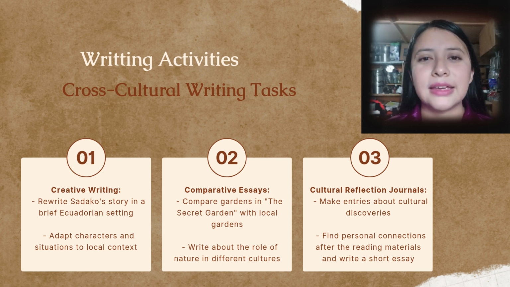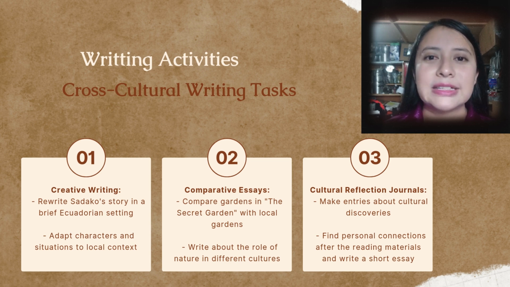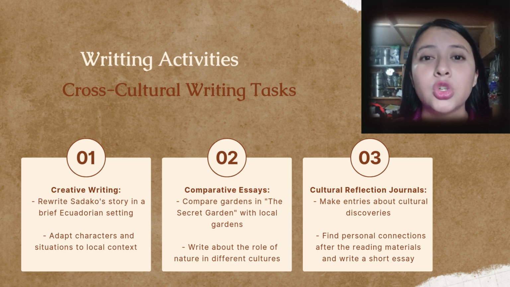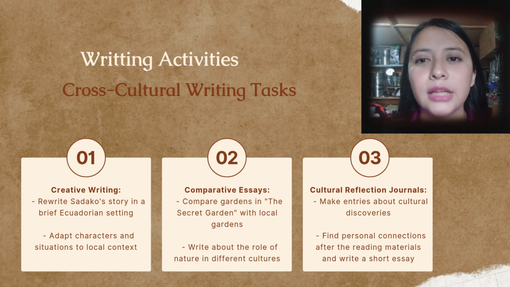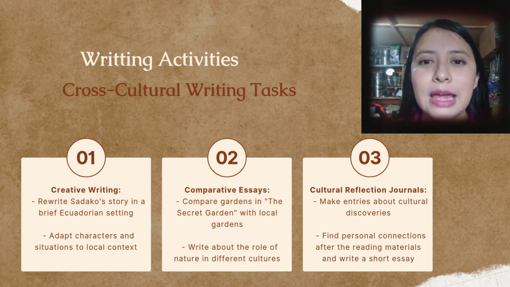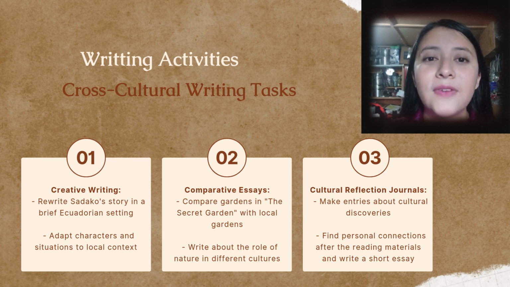For the comparative side, get students to create detailed Venn diagrams first. For instance, comparing English and Ecuadorian gardens might reveal fascinating cultural differences in how spaces are used and valued. Finally, students should keep a journal where they note terms and cultural concepts they don't understand to share with peers. Also, they need to write a short essay about a personal connection they find with a character in the given stories.